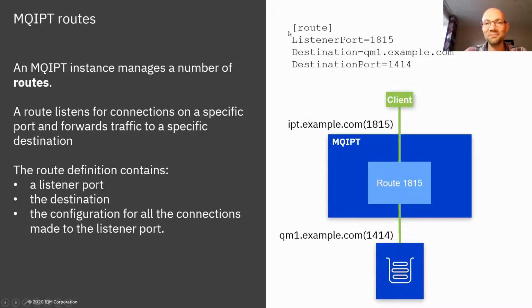Now this is a very simple route definition. That route doesn't do anything apart from move the data on to the queue manager. You can create more complicated routes if you want to take advantage of features like TLS or HTTP and so on.